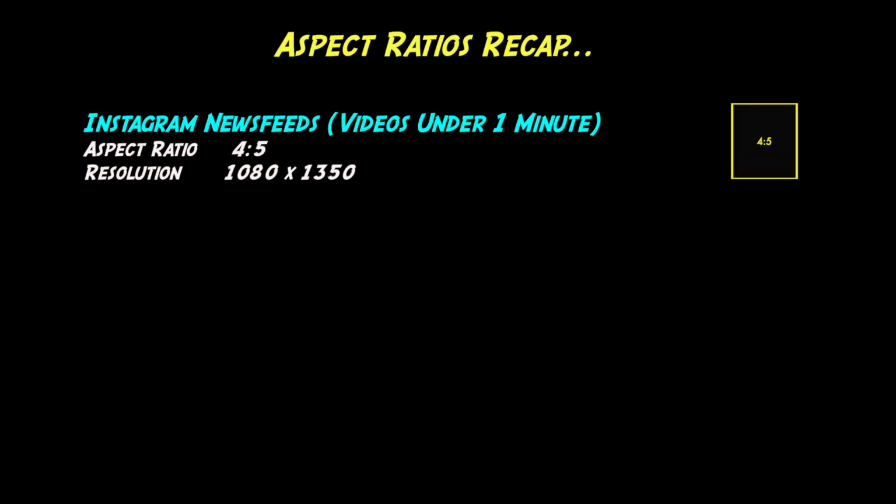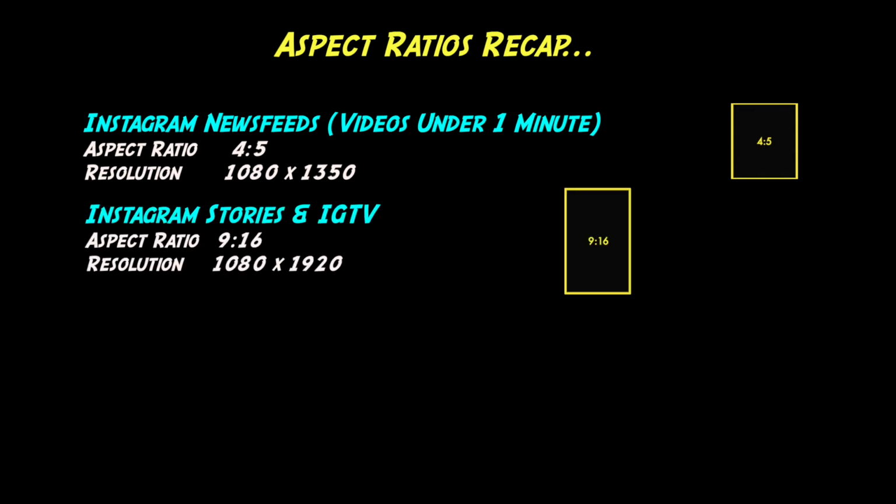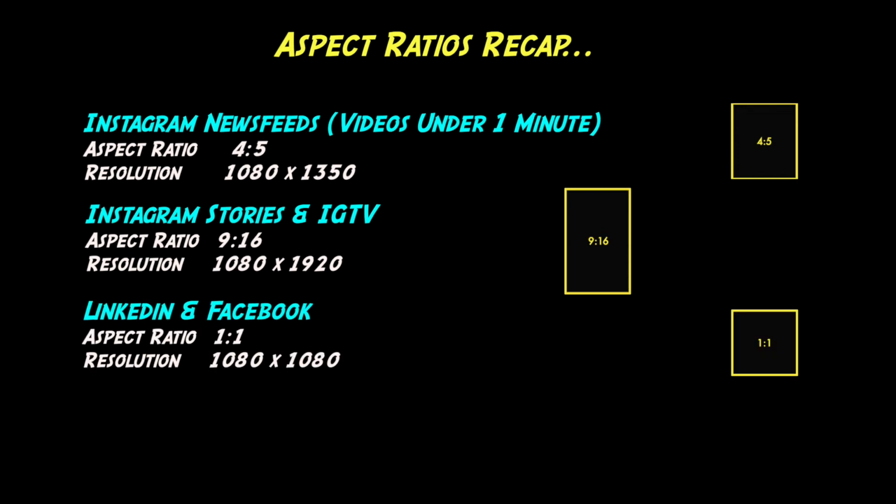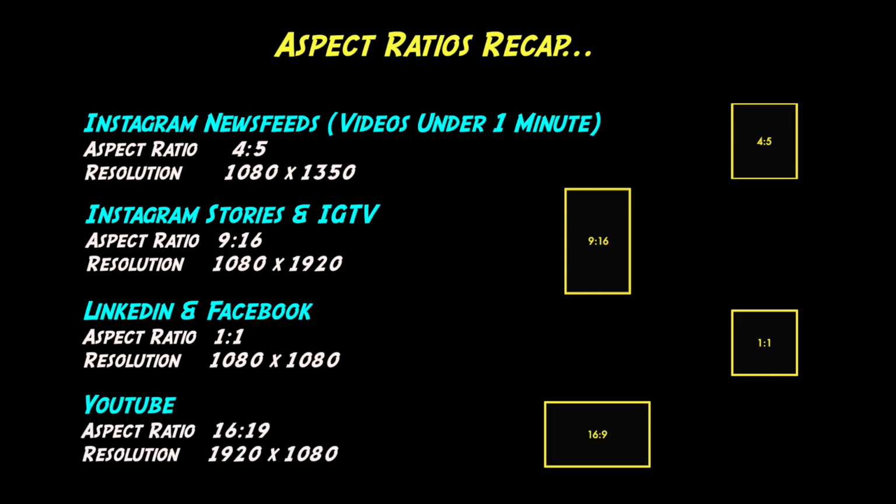So to recap, for Insta news feeds, we want a 4:5 aspect ratio with a resolution of 1080 by 1350. For Instagram stories and IGTV, we want an aspect ratio of 9:16 with a resolution of 1080 by 1920. Remember, IGTV crops your video to 4:5 in the news feed. Both LinkedIn and Facebook like a square aspect ratio of 1:1 with a resolution of 1080 by 1080. And for the YouTubers, we want to shoot in a 16:9 ratio with a resolution of 1920 by 1080, which is native to most cameras.